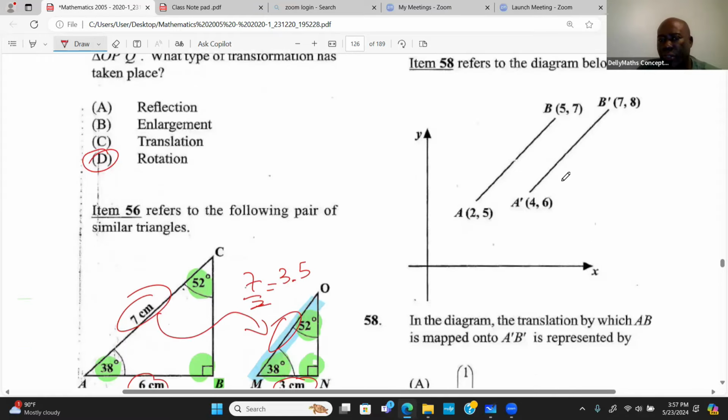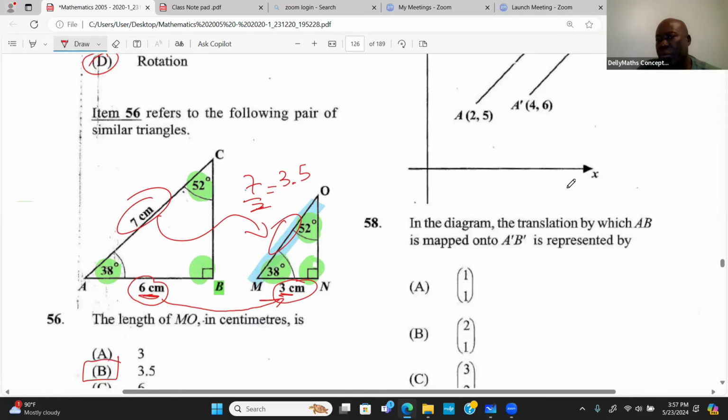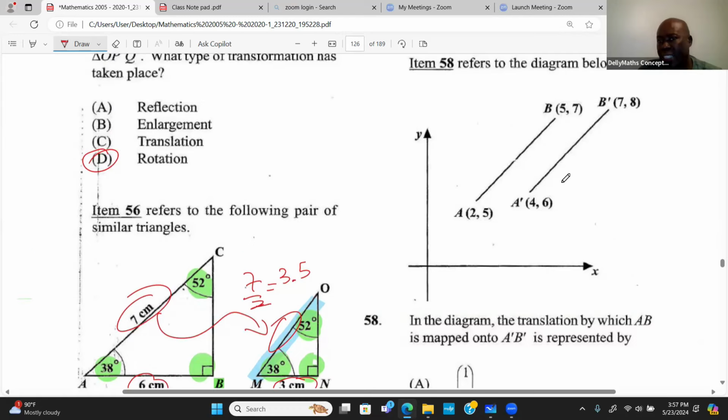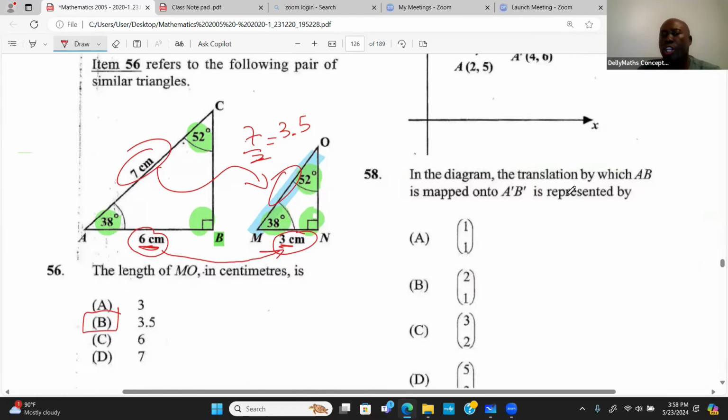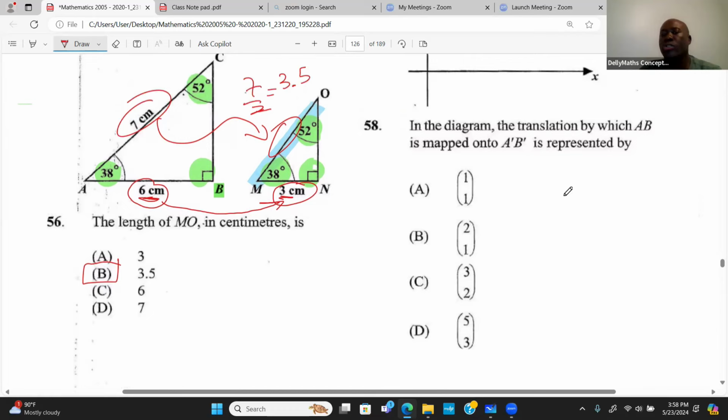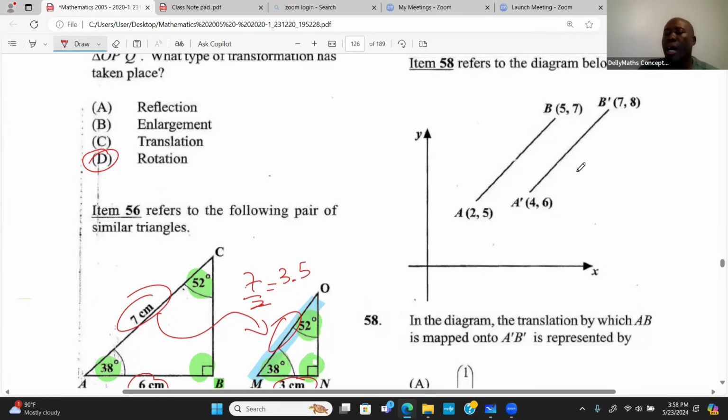58 says that we can see in the diagram the translation by which AB is mapped onto A prime B prime is represented. All right. So AB was translated and it became A prime B prime. Now, what's the question? Okay, so basically, we want to know what the translation is. In an effort to find the translation, let me just quickly give you an idea. If you have an object plus your translation, it gives you an image, right? Which means that the translation is equal to my image take away the object.